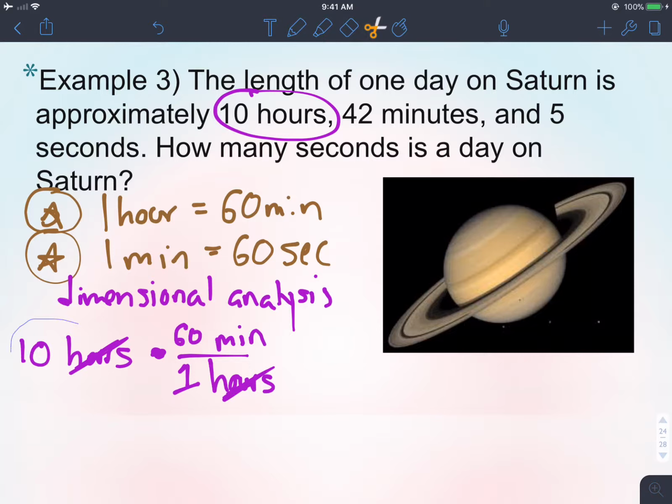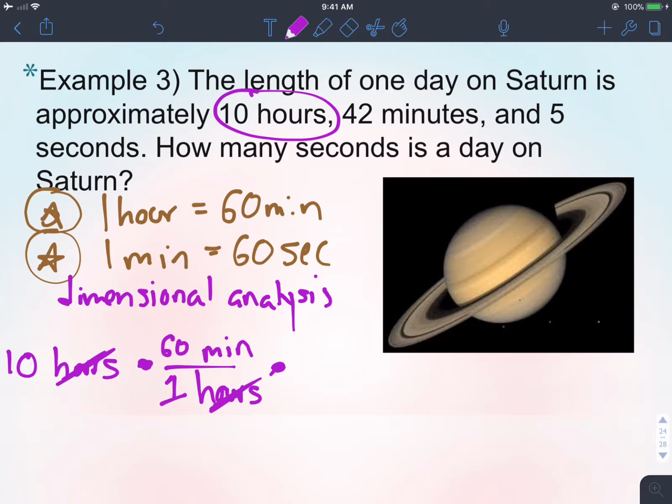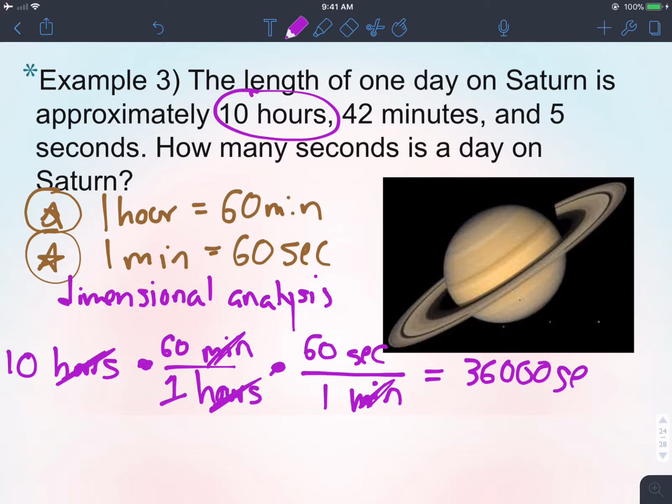I'm going to then multiply that again. But I don't want minutes, I want seconds, right? So think about it. Do I want the minutes to go on top or on bottom if I'm going to cancel them? Put it on bottom. Cancel, cancel. And I'm left with 10 times 60 times 60. 36, 30, 1, 2, 3, 36,000? Seconds.